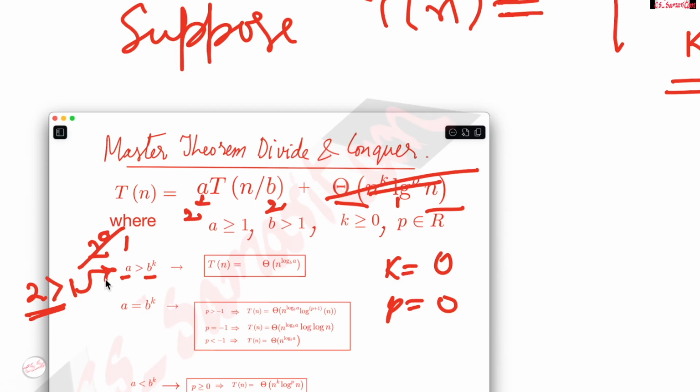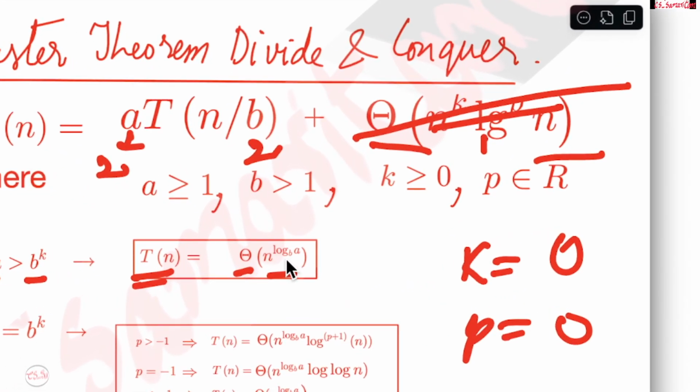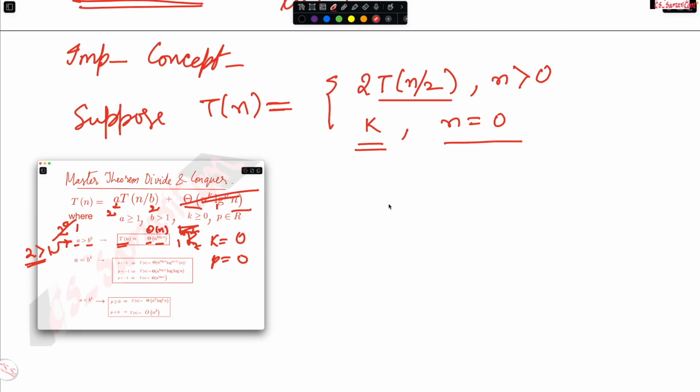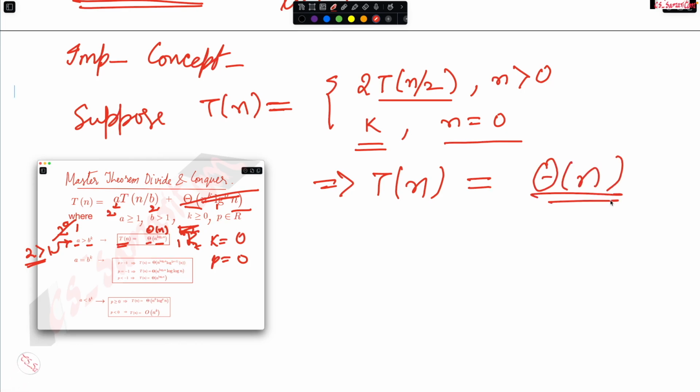So this condition is met. When this condition is met, the runtime is going to be equal to theta of n^(log a base b), correct? So a is 2, b is 2. So log 2 base 2 is what? 1. So this means that T(n) is equal to theta of n, right? This is what we get from the master theorem, that T(n) over here is going to be theta of n, right? So the runtime is going to have an upper and lower bound simultaneously with theta of n.